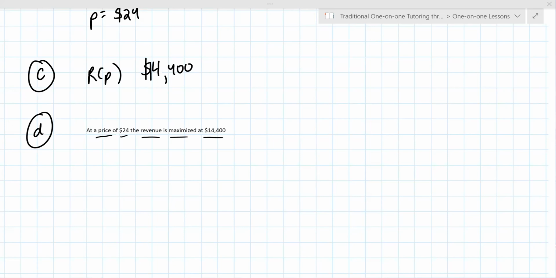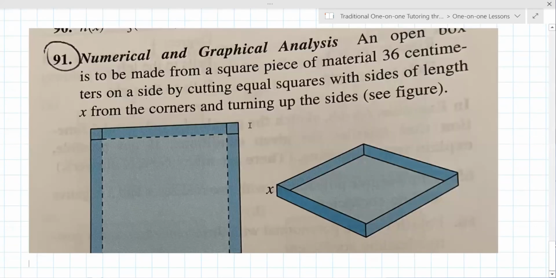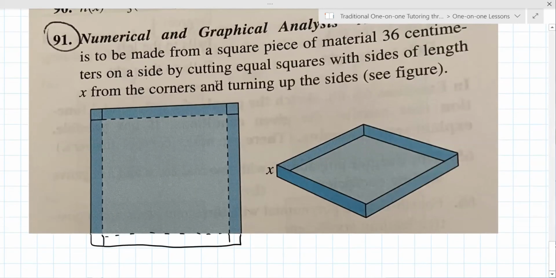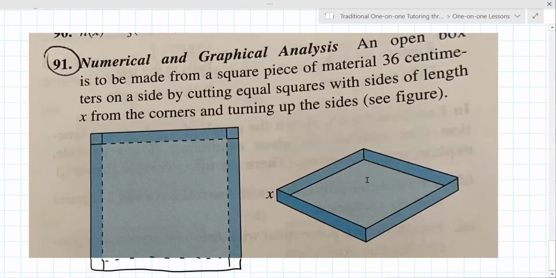All right, so I'm trying to snip this next question in completely. All right. 91. Okay, so the picture cut off here a little bit, but basically you get another one of these. What this question says is, you want to make a box with an open top, which I think is weird.